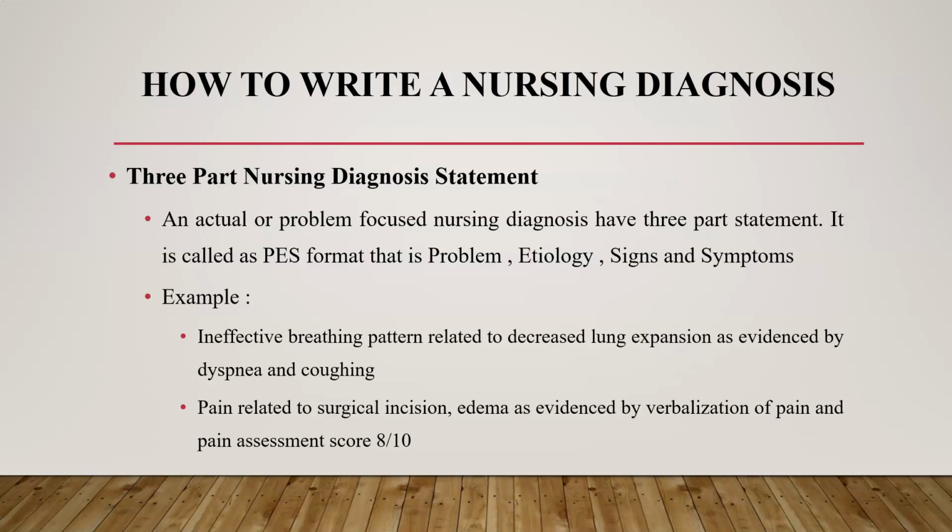So that is the subjective data where the patient may describe that he has more pain or severe pain. And if still further, if you use a universal pain assessment scale, you can write it in the form of a score that the pain assessment score is 8 by 10. So that is how you formulate your nursing diagnosis.